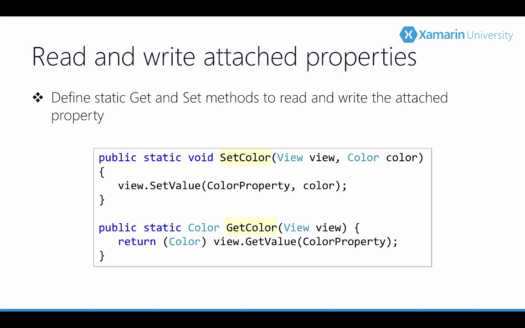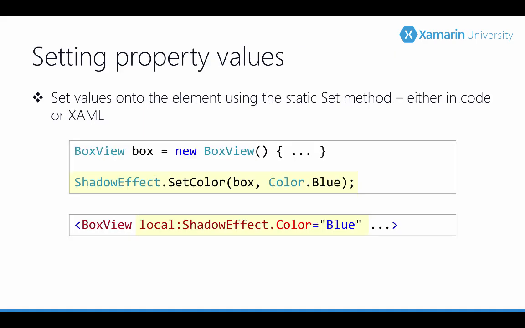And in the getter, we use the getValue method to retrieve the property for that specific object or view. We can then use this new property to set values onto the element where we're adding our effect. So SetColor in this case is our static setter method. We pass in the view we want to associate with the property and the value to be stored or attached.